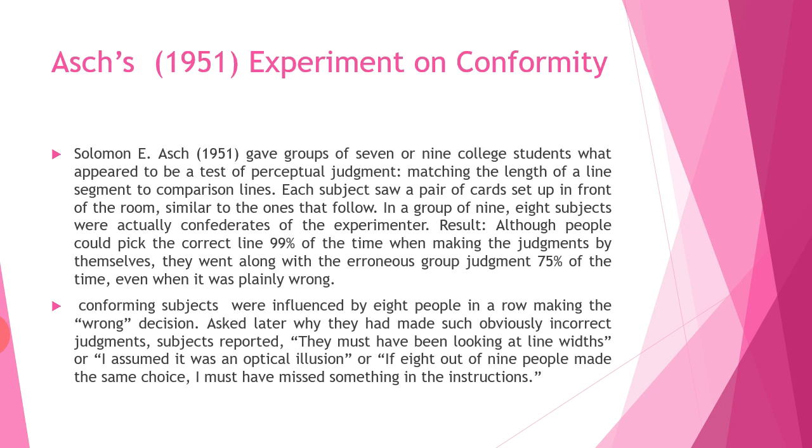Let's see an example. It was a classic study done by Solomon E. Asch in 1951. He gave groups of 7 or 9 college students what appeared to be a test of perceptual judgment, matching the length of a line segment to comparison lines. He drew a standard line, and corresponding to that he drew 3 comparison lines. Each subject saw a pair of cards set up in front of the room similar to the ones that follow. In a group of 8, all but one of the subjects were his confederates.